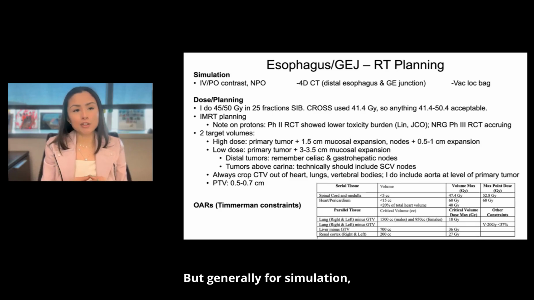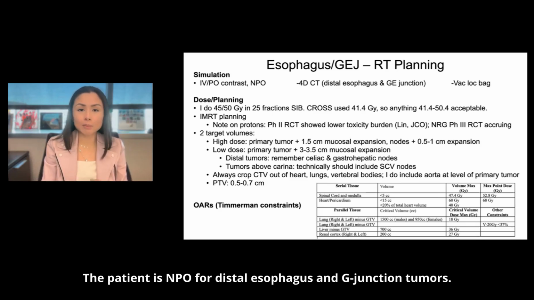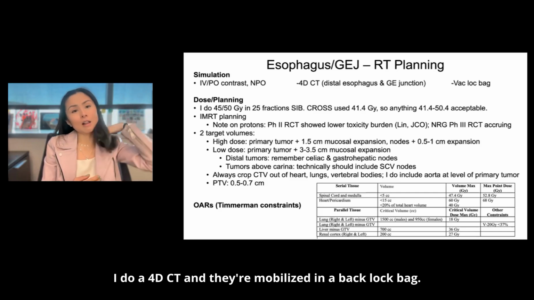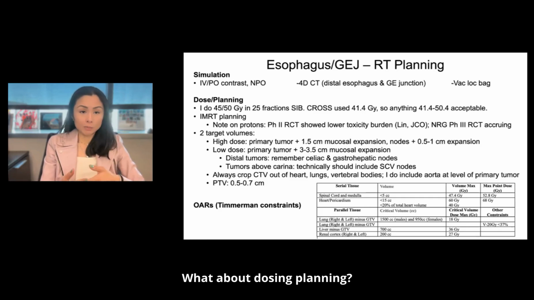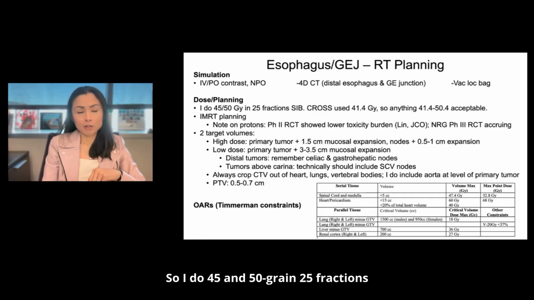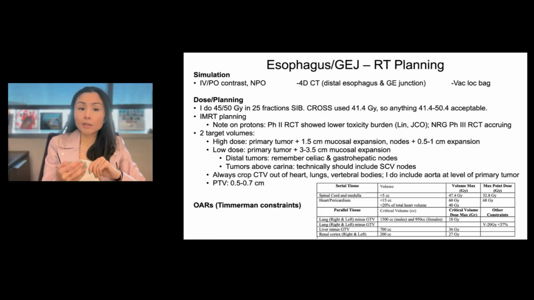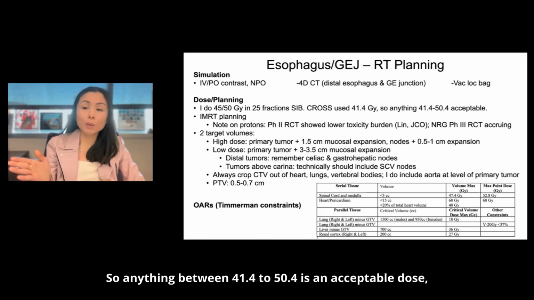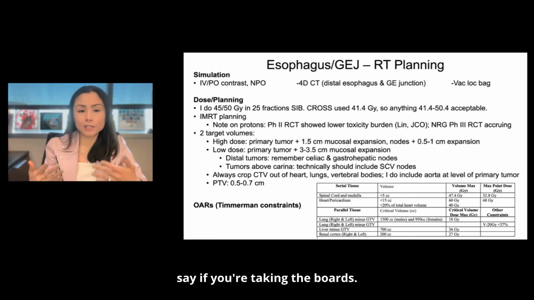But generally for simulation, I use intravenous and oral contrast. The patient is NPO. For distal esophagus and GEJ tumors, I do a 4D CT, and they're immobilized in a Vac-Lok bag. What about dose planning? So I do 45 and 50 gray in 25 fractions with a simultaneous integrated boost. That being said, note that the CROSS trial used 41.4 gray. So anything between 41.4 to 50.4 is an acceptable dose, say if you're taking the boards.